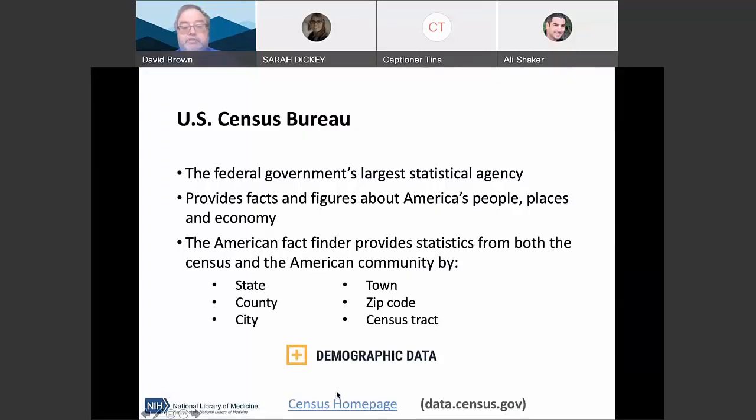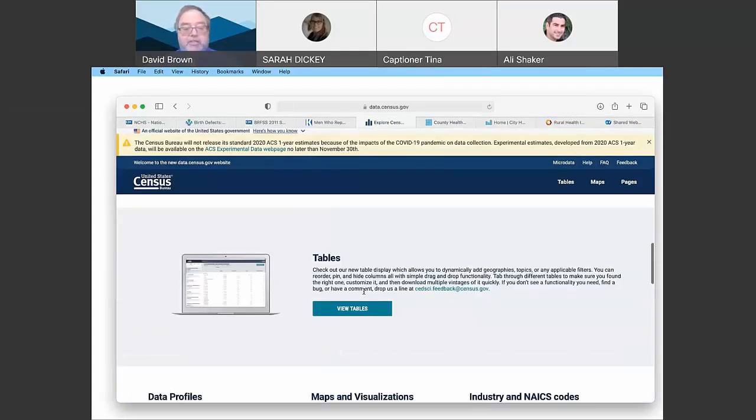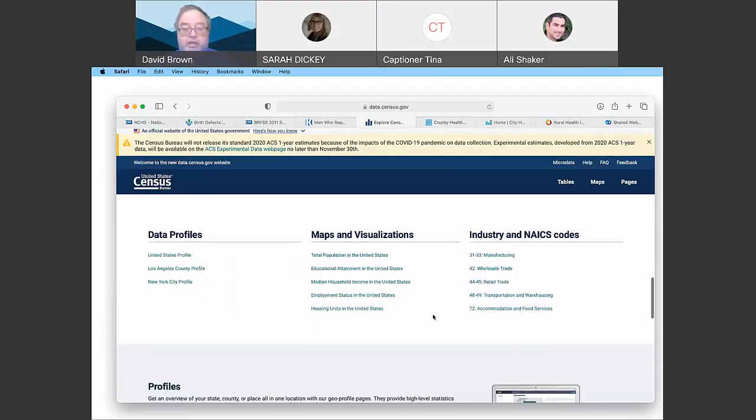So the first thing we have is our census data, which is great because it goes down to census tracts, which really knows what's going on with Americans, people, places, and their economy. And it provides this fact finder where the state, the county, the city, the town, the zip codes, the census tracts, all of that stuff is available to you as you go forward. Census. So again, you can just type in anything you want. You can view the tables. There are all the maps and visualization in general.